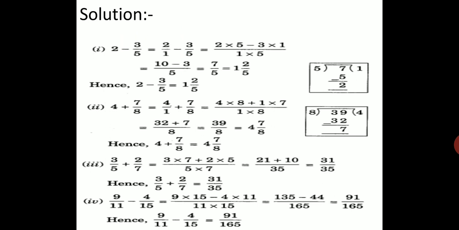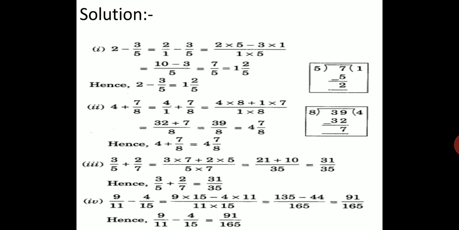Now here, 1 and 5, what is the LCM of 1 and 5? It is 5. So actually we are doing the calculation like this. I have to find the equivalent fraction of 2 by 1 where the denominator is 5. So what number should I multiply? I have to multiply with 5. So it will come 2 into 5 and 1 into 5.